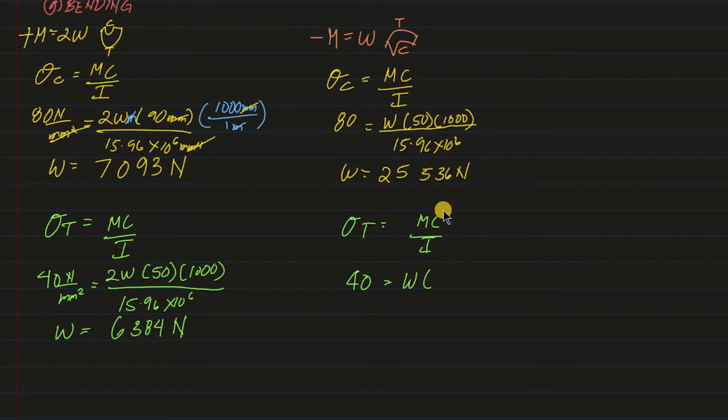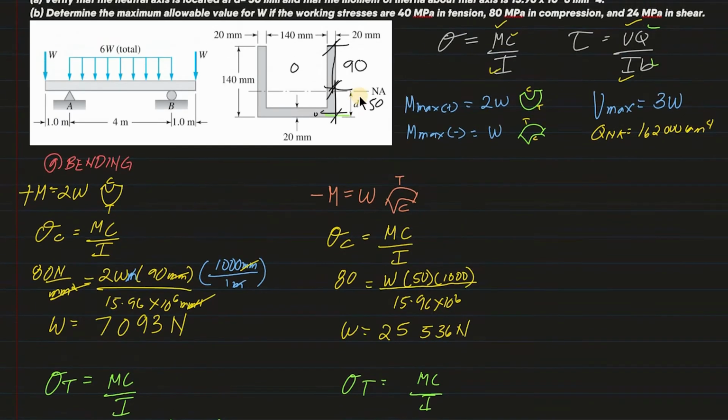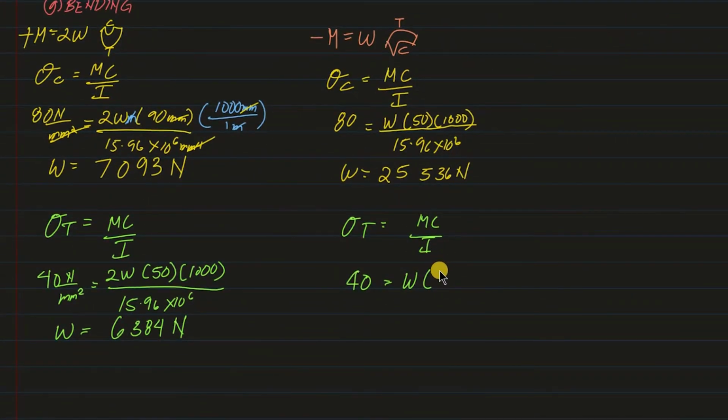Ang value ng C natin ngayon, makikita natin, would be equal to 90. Sa taas na siya, di ba? Sa taas yung tension. So, that is 90 millimeters. 90, and we don't forget to multiply yung ating ratio, which is conversion ratio 1,000, divided by the centroidal moment of inertia, 15.96 times 10 raised to 6 millimeter raised to 4. So, shift solve ulit natin to solve for W. Our answer, mga Bs, is also 1793 newtons. Okay? So, ayan.